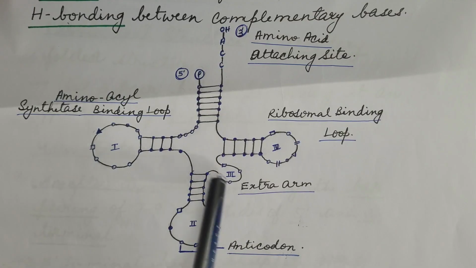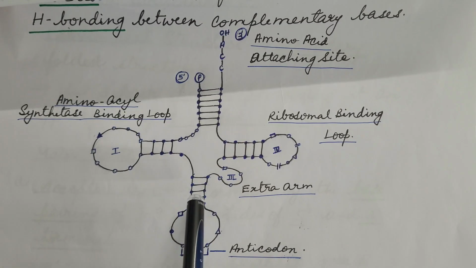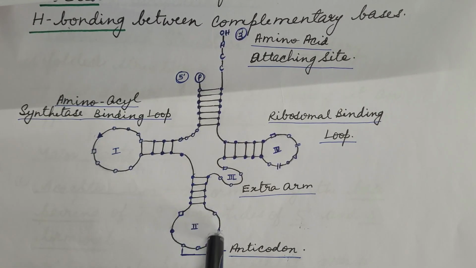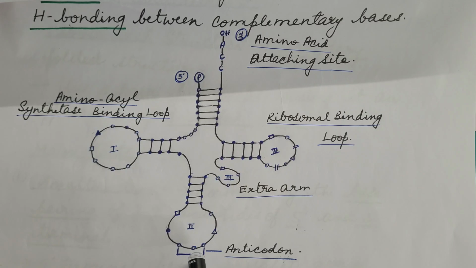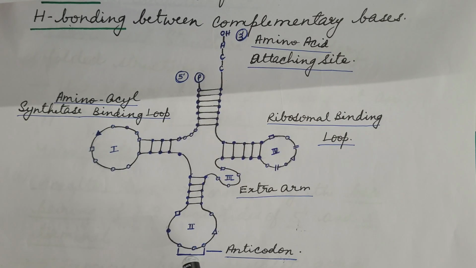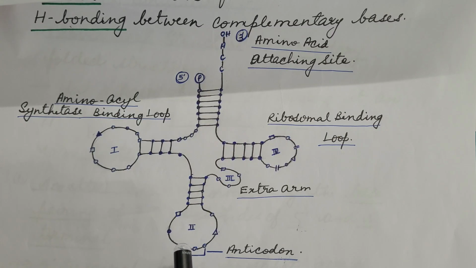So this is the anticodon loop which has a 5 base pair long stem, which then ends in a loop. This loop has a 3 nucleotide sequence anticodon, which is complementary to the codon present on the messenger RNA. So this anticodon, which is unpaired, base pairs with the codon present in the messenger RNA, and this messenger RNA codon is identified by specific transfer RNA.